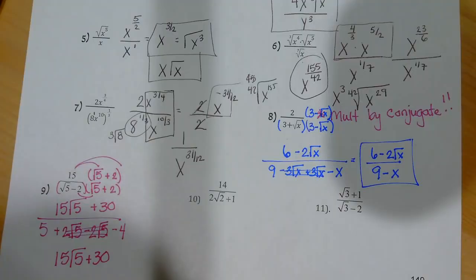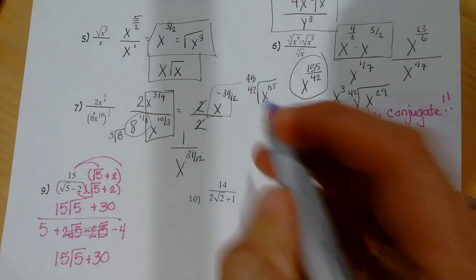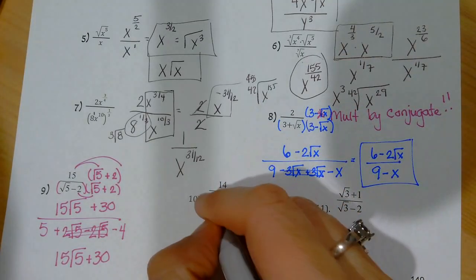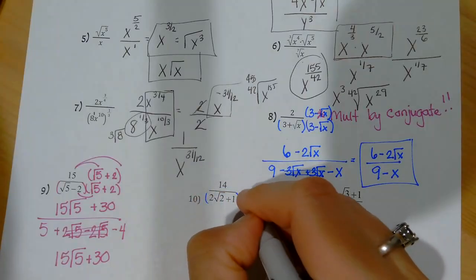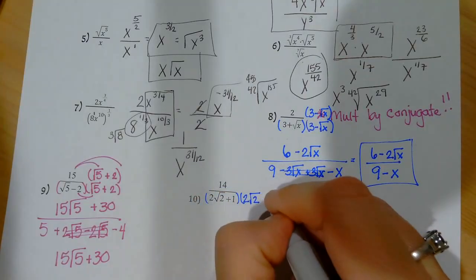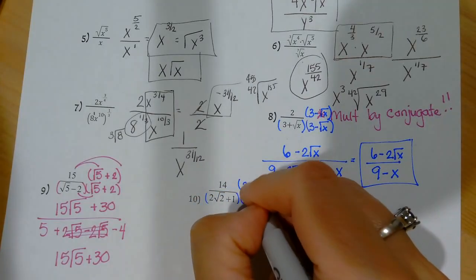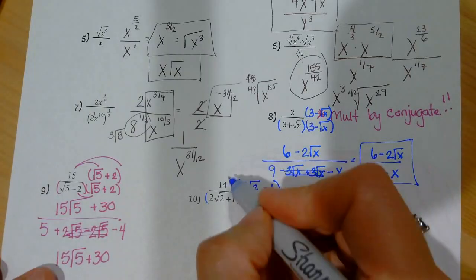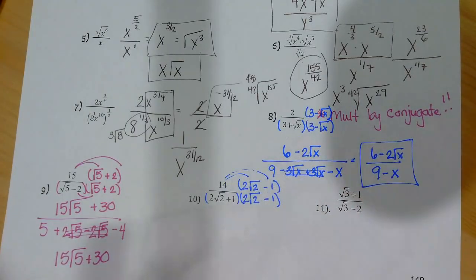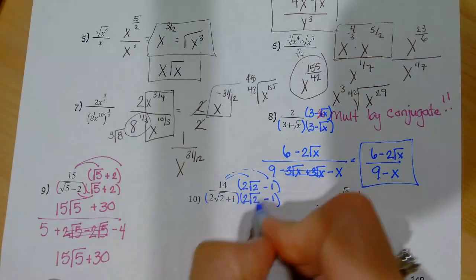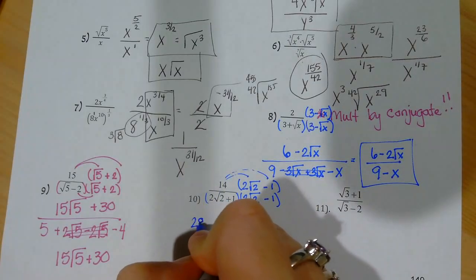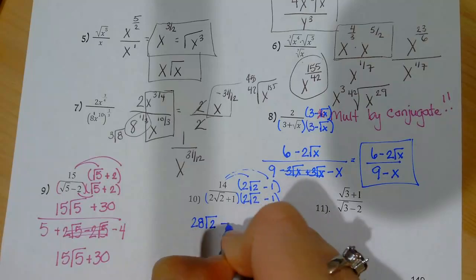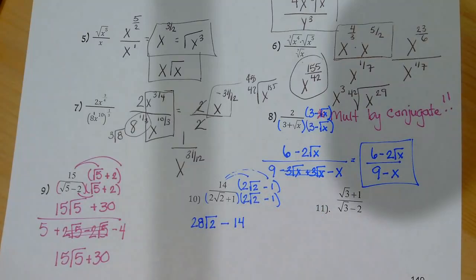All right, how do they get a little uglier? Well, we'll put a coefficient in front and just work on our multiplication. So again, can't leave a radical in the bottom, so I'm multiplying by the conjugate. 2 root 2 minus 1. All right, so we're going to distribute outsides, insides. So 28 root 2 minus 14.